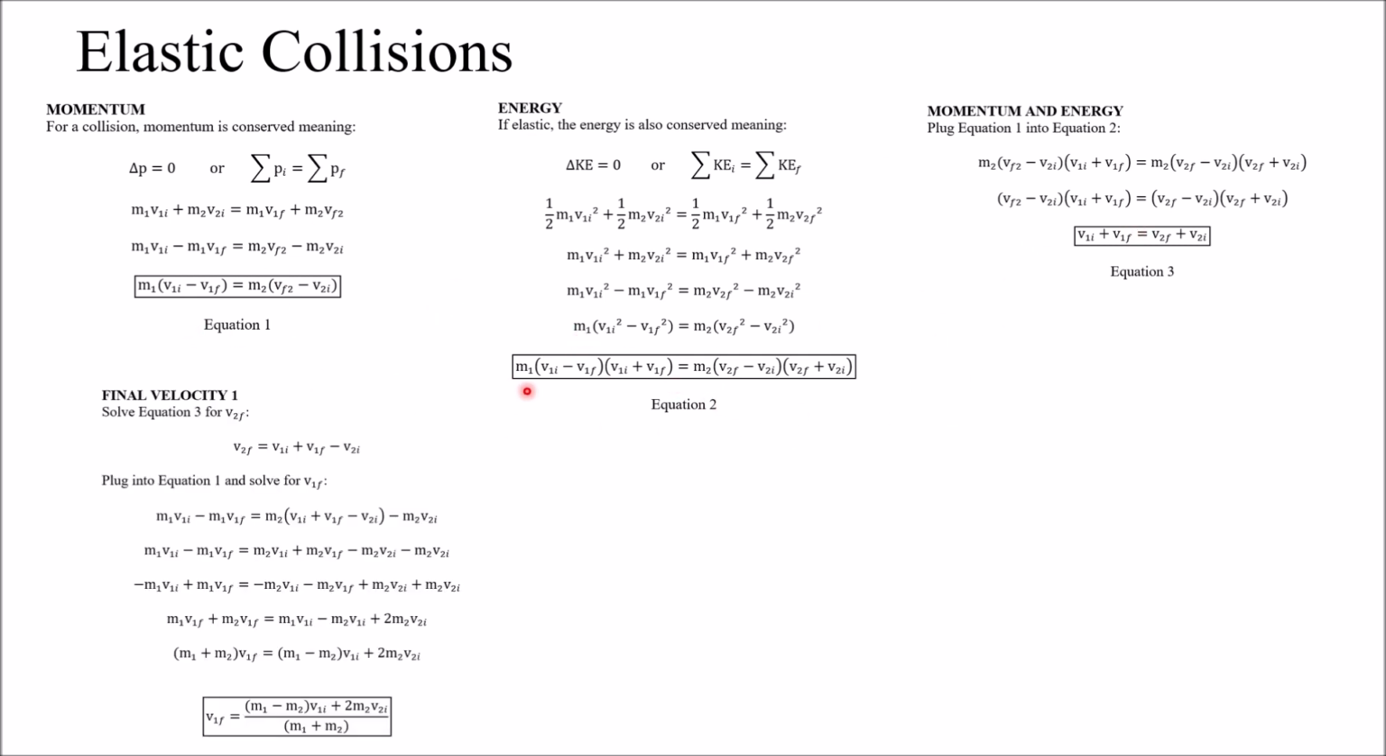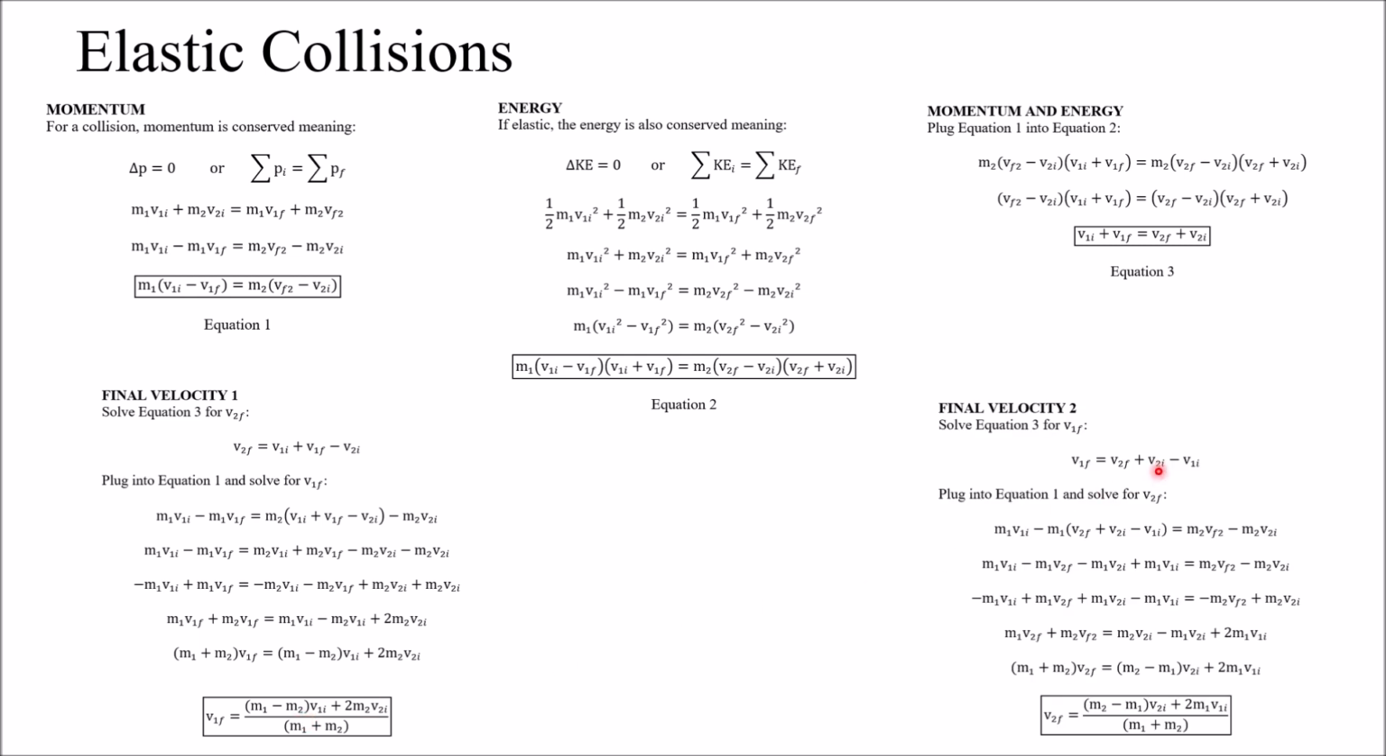some useful equations. And so for the final velocity of the first mass, we're going to solve equation 3 for v2f, and then we'll plug it in. We'll basically eliminate that. So we'll solve for v2f, and then we'll plug it in, and we'll solve for v1f. And when you go through that algebra, you get that equation there.